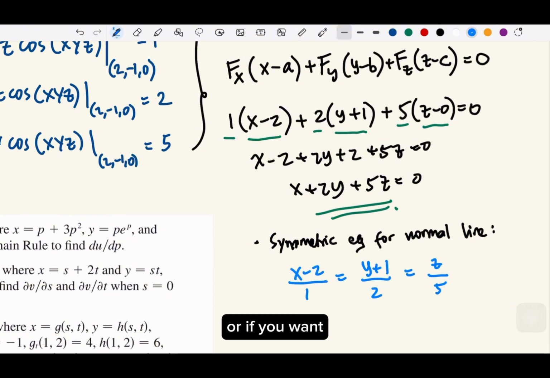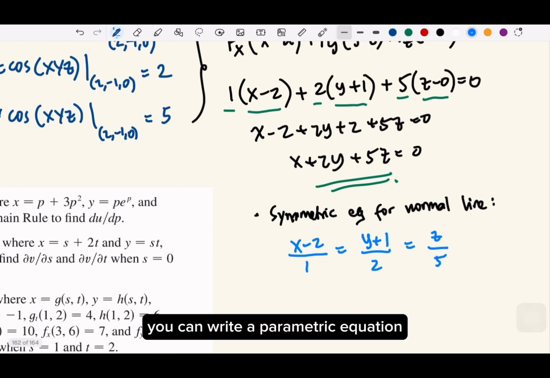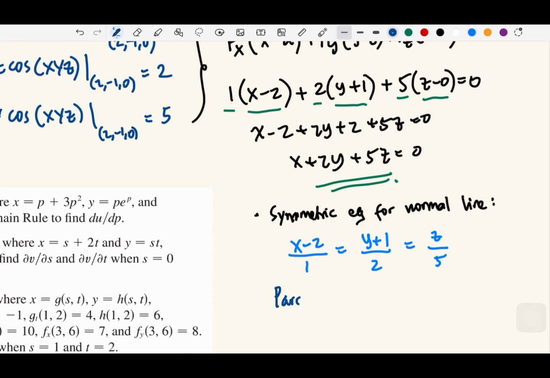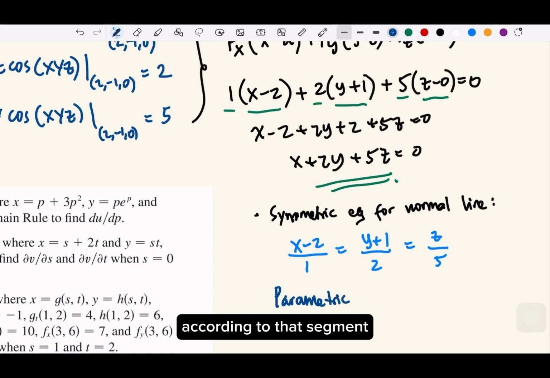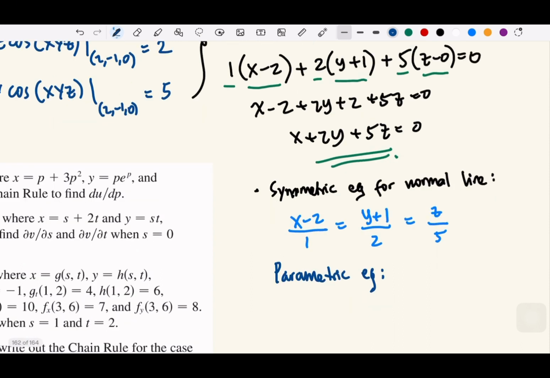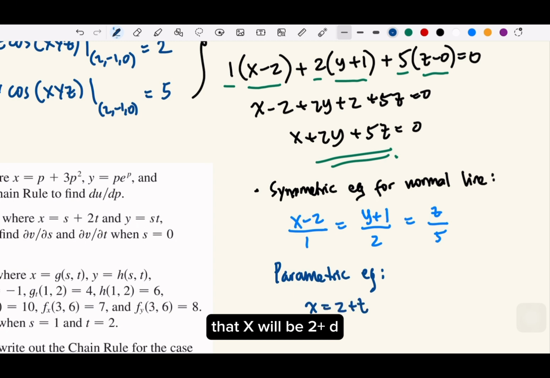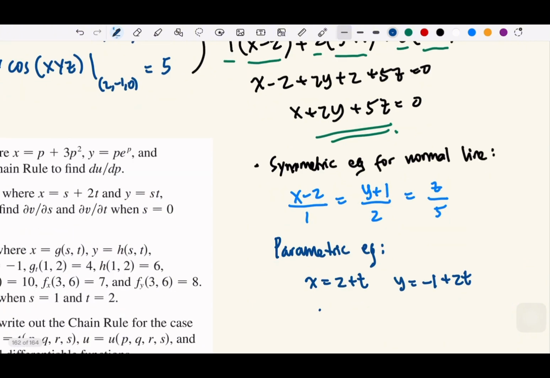Or if you want, you can write a parametric equation according to that statement: x will be 2 plus t, and then y is -1 plus 2t, and z is 5t. But if you end at the symmetric equation, it's okay. It's already correct. This is just an additional.